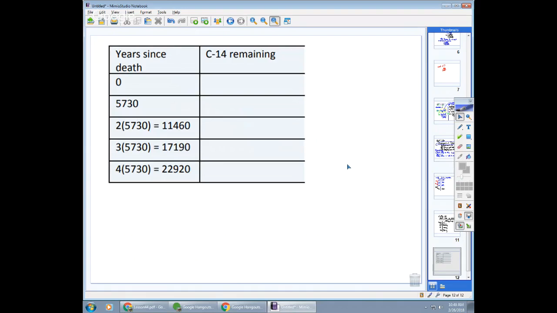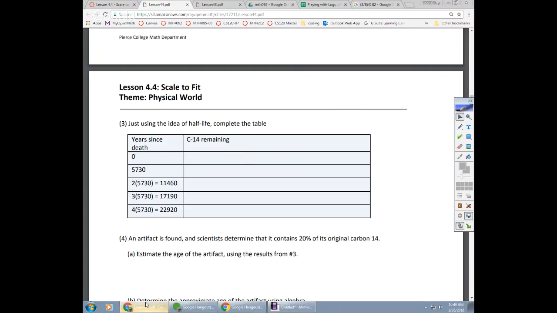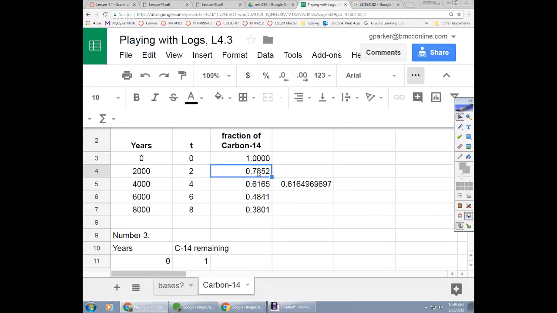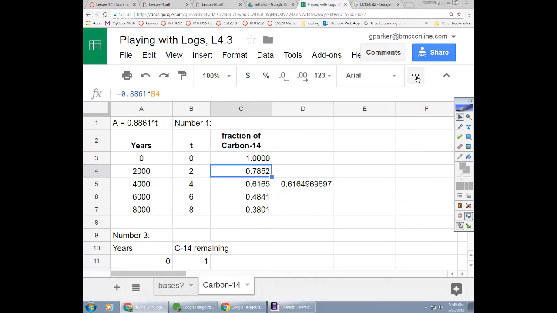What's that? So you got, for which one? 175? That's right. That's good. See, I got 0.78, so maybe you typed something wrong. Let's see. The base here. 0.8861. Oh, I have 0.866. Okay, yeah, that's the base. Do you get the right idea?